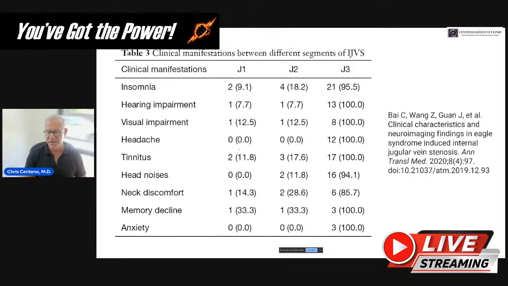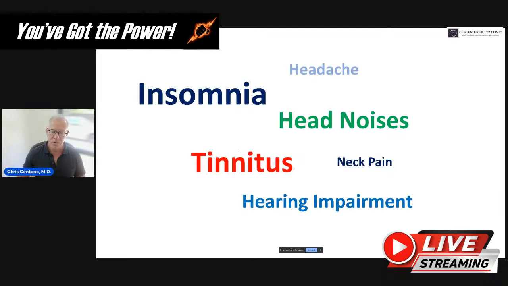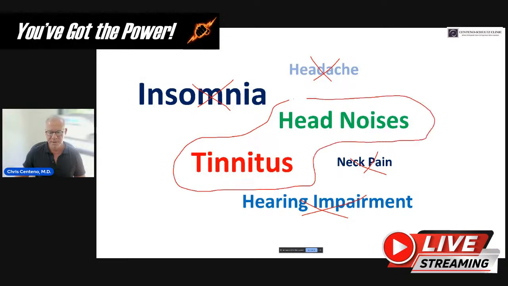Well, this is from a study where they took patients with internal jugular vein stenosis, where they were convinced that their internal jugular vein was causing their symptoms. And if we put that in a word cloud, what we tend to see are a bunch of different symptoms. Obviously, there's a lot of causes for headache, a lot of causes for neck pain, a lot of causes for hearing impairment, a lot of causes for insomnia. But these two symptoms seem to be prevalent and where there are not as many other causes.